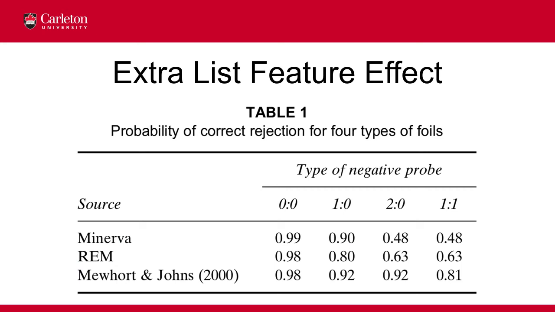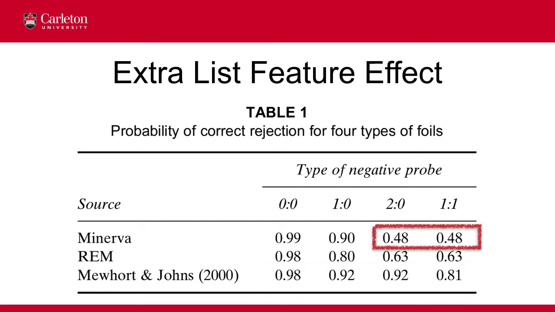The failure of Minerva to model the fan effect points to a larger issue with the Minerva model. In the extra list feature effect task, Mewhort and Johns 2000 tested participants with foils that have fans of 0-0, 1-0, 2-0, and 1-1, where 0 indicates that the item did not occur at all in the study set. Mewhort and Johns found that participants were fastest and most accurate at rejecting unstudied pairs and slowest and least accurate at rejecting pairs of mismatched but individually studied items.